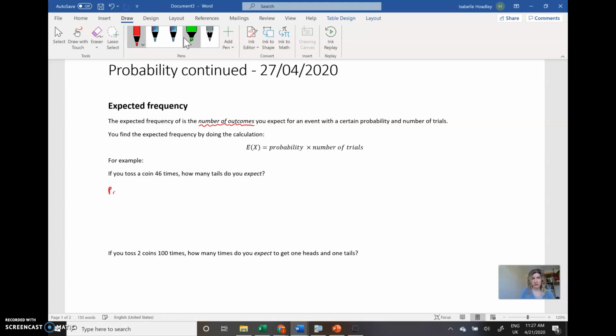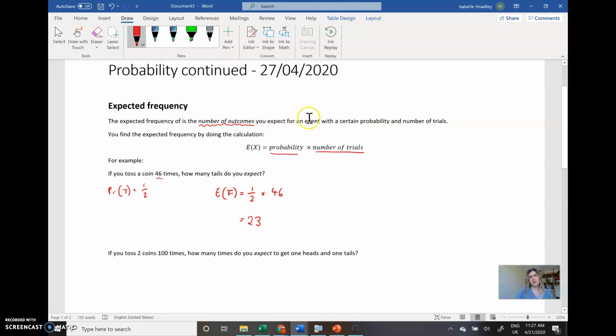So the first thing we're going to think about is, what is the probability of getting tails? Okay, we know that's a half because there's two options altogether and tails is one of them. And our number of trials is 46. So we find the expected frequency, and most of you just do this in your head and you know it's going to be 23. But the calculation you're actually doing in your head is our expected number of tails is a half, which is the probability, times by the number of trials, which in this case is 46. So a half of 46 is 23. Okay, so that's how many tails we would expect.